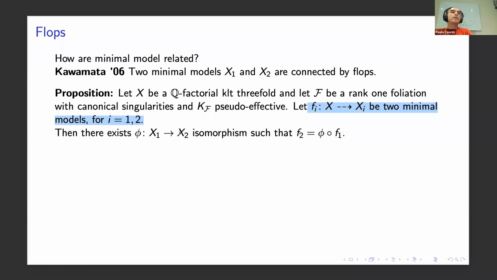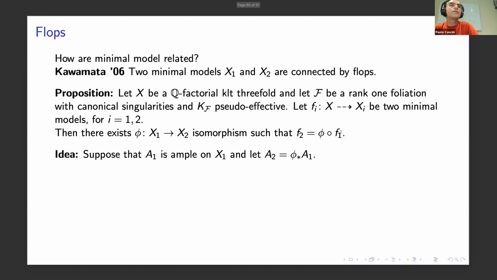So there exists an isomorphism which makes the natural diagram commutative. In other words, we cannot find more than one minimal model for a foliation of rank 1 on a threefold. Let me give a very brief proof. Sorry, maybe this is going to be a little bit technical, but I should talk about one proof, and this could be the only one if I don't have time.